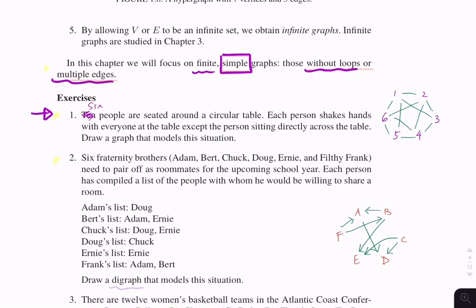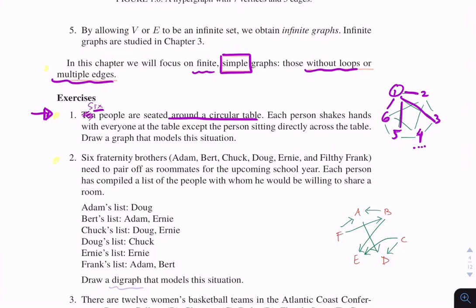So let's look at this problem. We want to model this situation using a graph. We have 6 people that are seated around a circular table, and each person shakes hands with everyone at the table except the person sitting directly across the table. And we want to draw a graph that models this situation. So let the 6 people be labeled by 1, 2, 3, 4, 5, 6. For example, person 1 would shake hands with everyone except person 4, because 4 is sitting across from 1. So 1 shakes hands with 2, 3, 5, and 6, and so on.